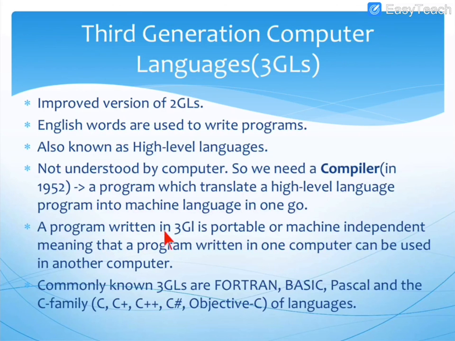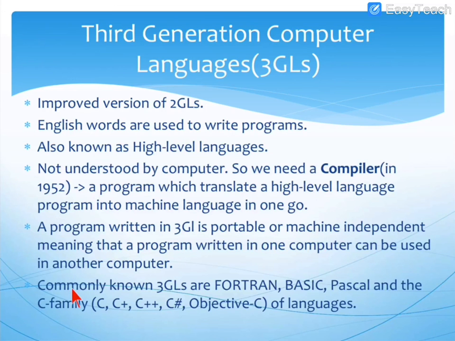Again, a program written in 3GL is portable. Portable means a program written in a third generation programming language can run on different computers. Before the 3GLs, a program worked on a specific computer, meaning a program written on one computer may or may not work on another computer. But with the 3GLs, we now had programs which were portable. That means the same program can run on different computers and give us the required output, the required results.